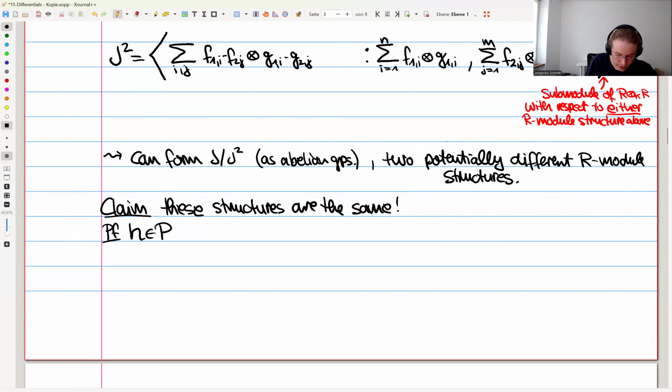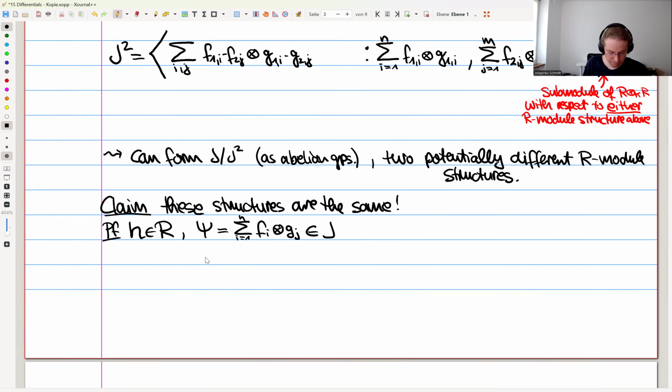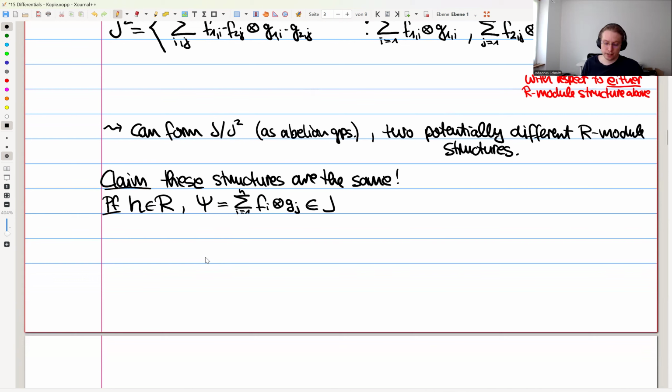So if we have h in R that we want to multiply with, and we have an element psi, which is the sum, again, such a mixed tensor, an element in J, like this, then its equivalence class is an element of this quotient here. And so there would be two different ways to define what h times psi is. We'll just take the difference and show that this difference is in J squared.